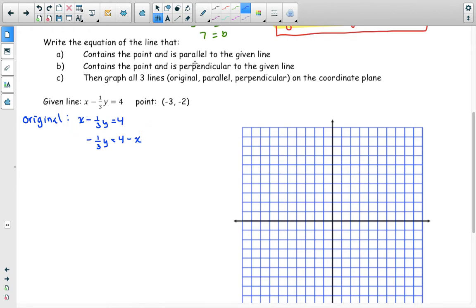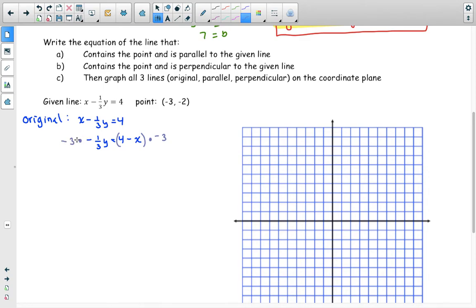Then we need to multiply by the reciprocal, not opposite, but the reciprocal of negative 1/3. So we're going to multiply both sides, all of it, by the reciprocal of negative 1/3. The reciprocal of 1/3 is 3/1, so we'll multiply by negative 3/1, because a negative 3 times a negative is a positive.